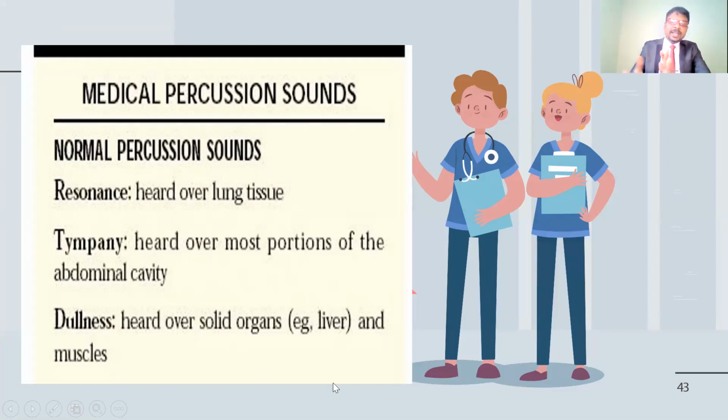So for example, if over the liver there is less dullness or it is resonant, we can think of this as abnormal. For example, if tympany occurs in the lungs, it may be abnormal. That's why we have to compare what is normal and what is abnormal, so then we can easily conclude the diagnosis.